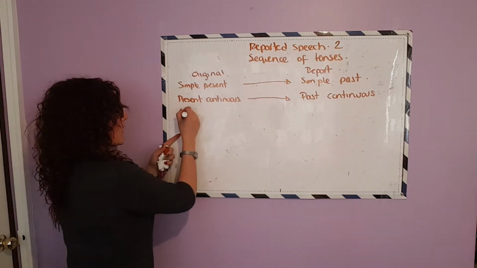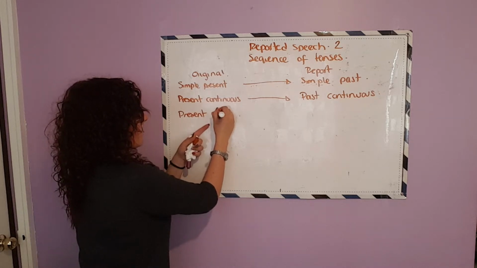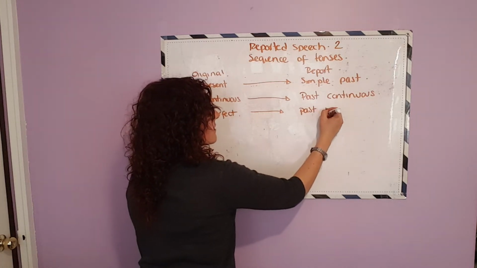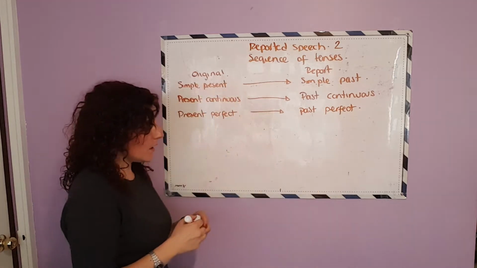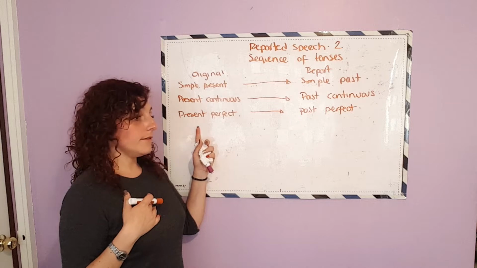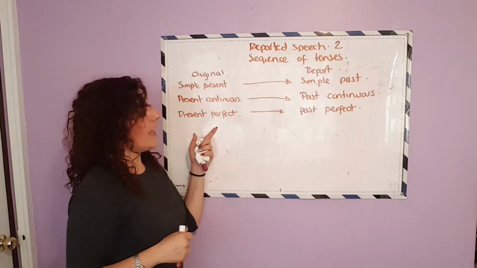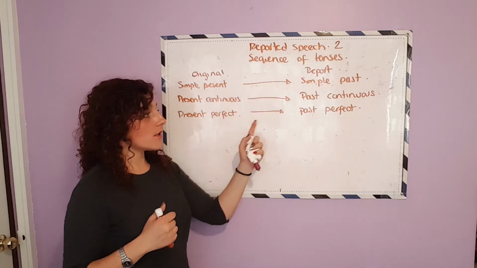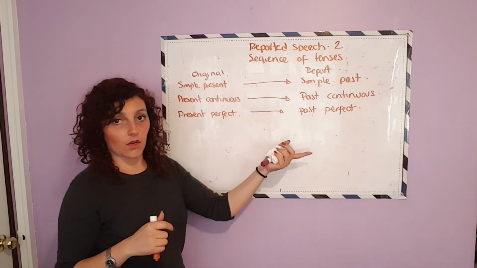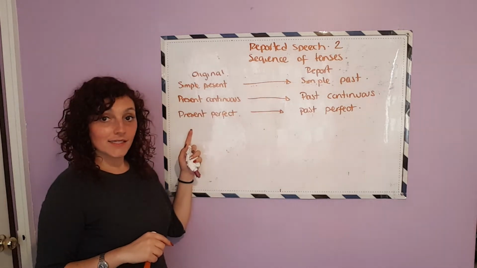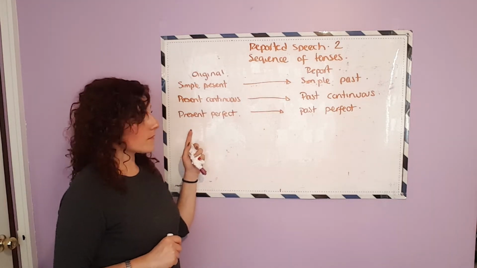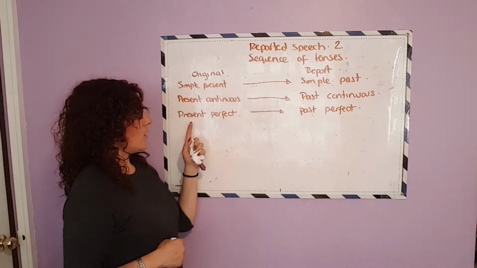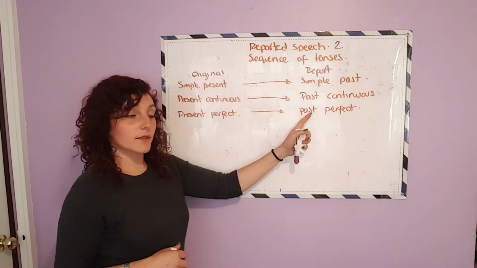Then, if you are using the present perfect, in your report, you have to use the past perfect, okay? For example, I have drunk pulque. She said she had drunk pulque, right? My sister has gone bungee jumping. She said her sister had gone bungee jumping, right? So present perfect goes to past perfect, right?